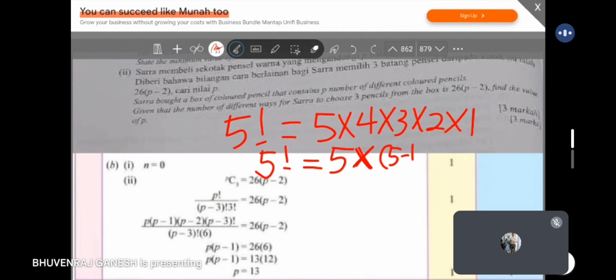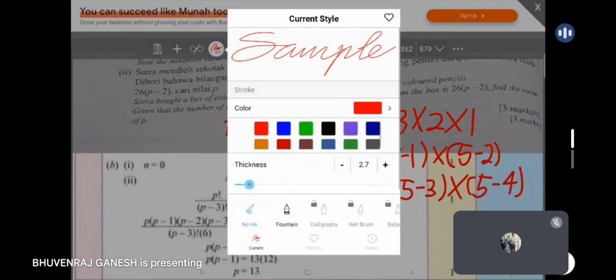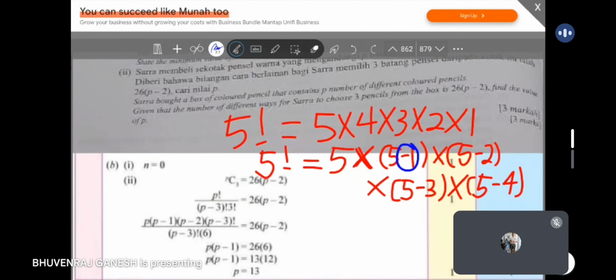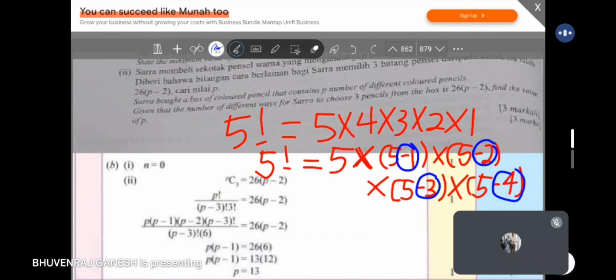If you check, 4 is 5 minus 1, 3 is 5 minus 2, 2 is 5 minus 3, 1 is 5 minus 4. Ini adalah pola dia. You can see that the number we minus always increases by 1. Nombor yang kita tolak tu selalunya bertambah 1. It's the same concept for p factorial. So p factorial I can write as p times (p minus 1) times (p minus 2) times (p minus 3) factorial. When we want to stop the working, we will always add a factorial sign.